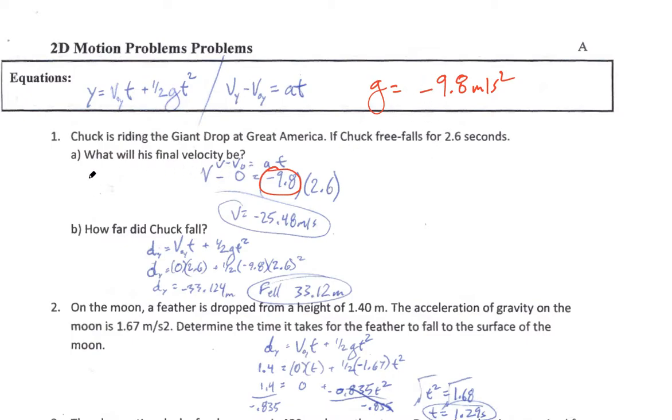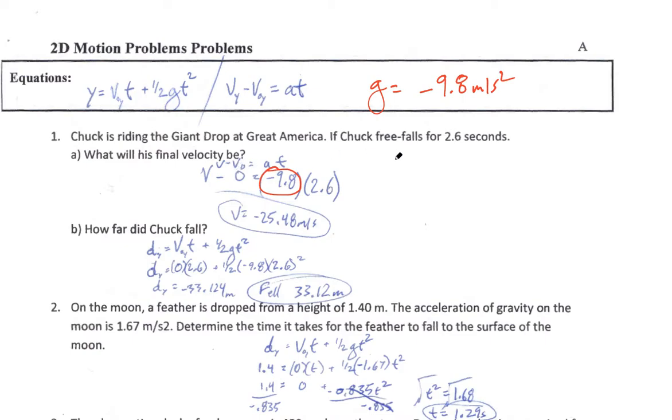Okay, so how can we figure out what his final velocity is? Well, we're going to be using this formula, v minus v naught equals at. That's the only formula that deals with final velocity, right? So if we're dealing with a final velocity, we've got to use a formula that's got final velocity in it.